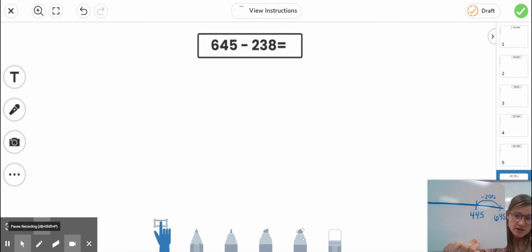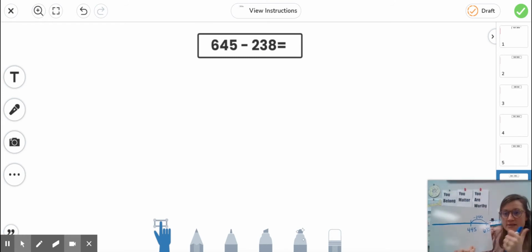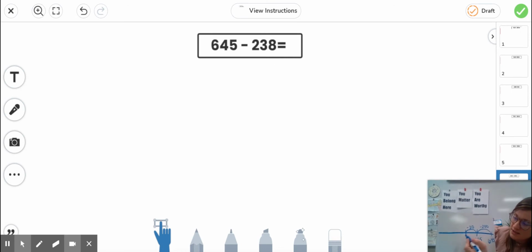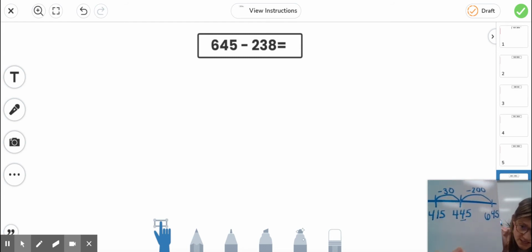Okay, now I'm thinking about the number 238, and I'm thinking that there are 3 tens. So if I go back 10, 20, 30, then that's going to be what I do next. So here I'm going to put minus 30. And I know that this 4 is representing the tens place. So the problem is telling me to take away 3 tens. So if I take 3 away from 4, I'm going to be ending up with the same amount of hundreds, same amount of ones, but now I'd be at 415.